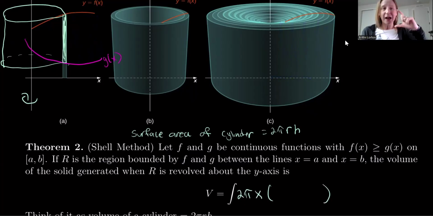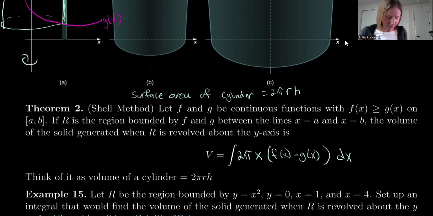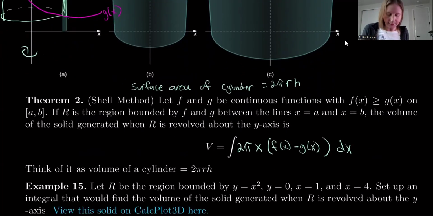And then I need the height of that cylinder. If you look over there at that picture, the height was from the top to the bottom. How do I find the distance between two things? You still subtract them. So that would just be the bigger minus the smaller, which would be f of x minus g of x dx. And it might be dy depending upon how we do that revolution. We'll see some examples of that along the way. But that's going to be our shell method.